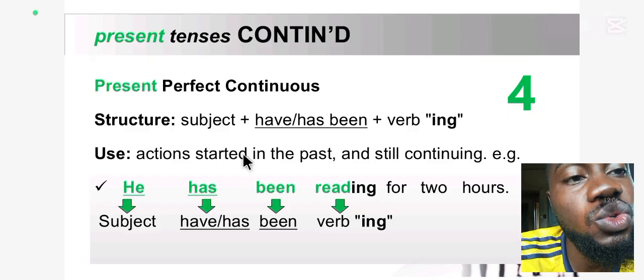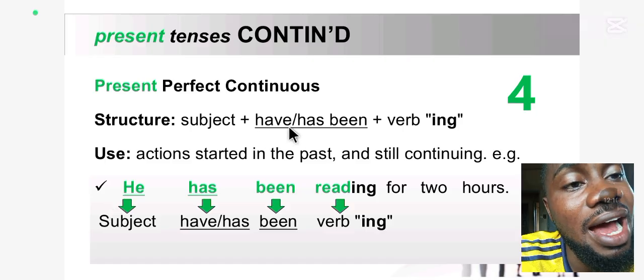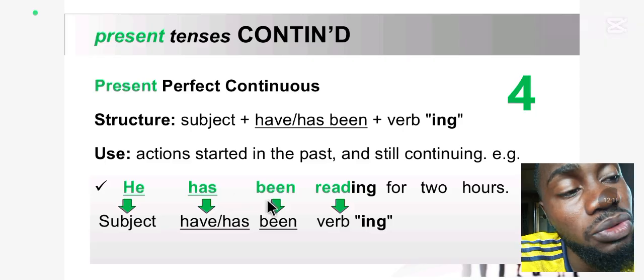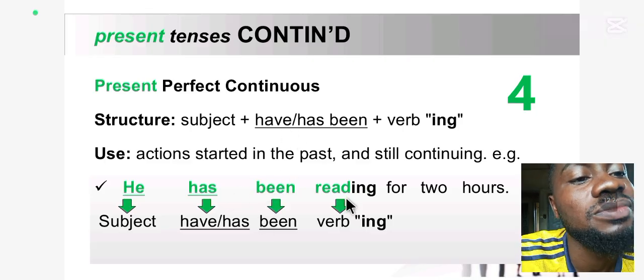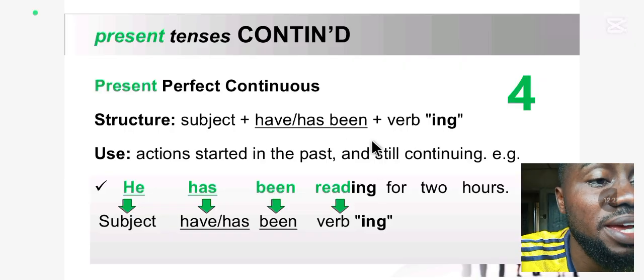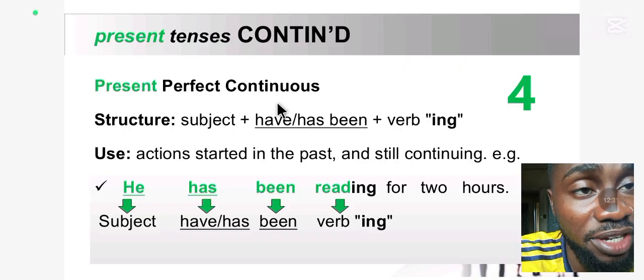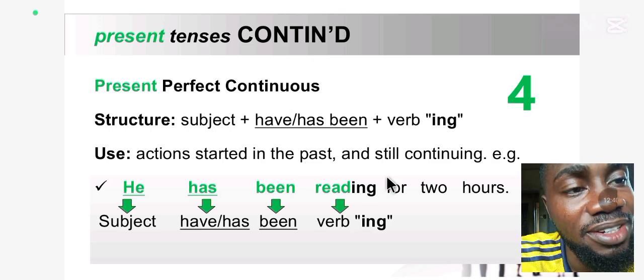Okay, so let's look at the structure. Subject, look at the subject here. He. Have or has been. Here we use has been. And you can see another sentence having the have, but here has been was used. Then reading, which is the verb ending in ing. This is a present perfect continuous tense. Hope I made myself clear. I think I did. Moving on.